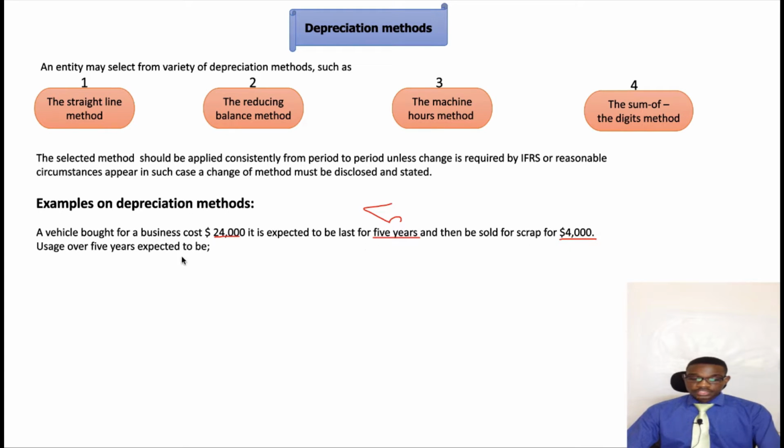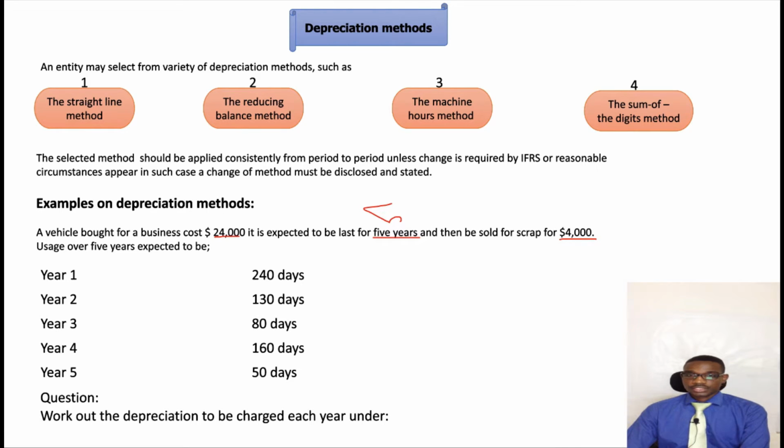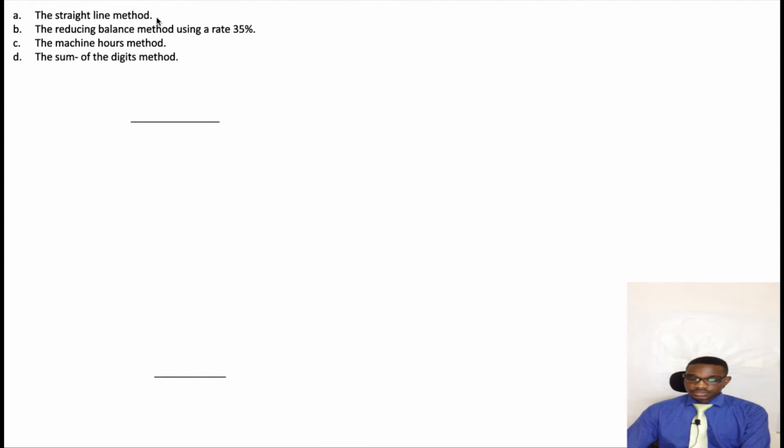Usage over the 5 years is expected to be 240 days in the first year, 130 days in the second year, 80 days in the third year, 160 days in the fourth year, and 50 days in the last year. The question: work out the depreciation to be charged each year under the straight line and reducing balance methods, using the rate of 35% which is given to us, and the machine hour method, and the sum of the digits method.